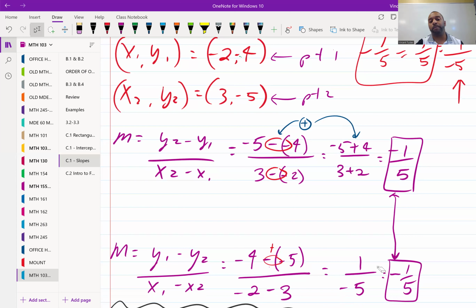Mm-hmm. Yep. Just have to be, once again, consistent. Y2 first, that means X2 first. Or Y1 first, that means you use X1 first. Questions on that one before we do at least one more?